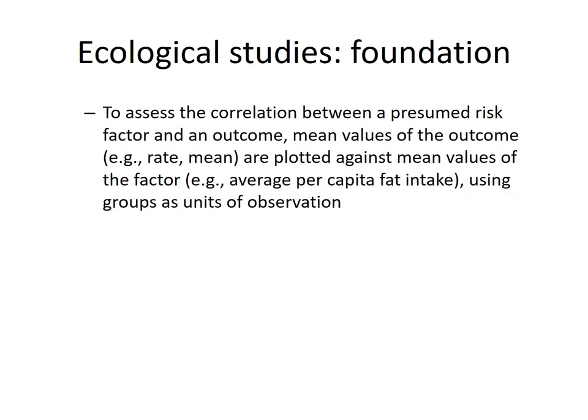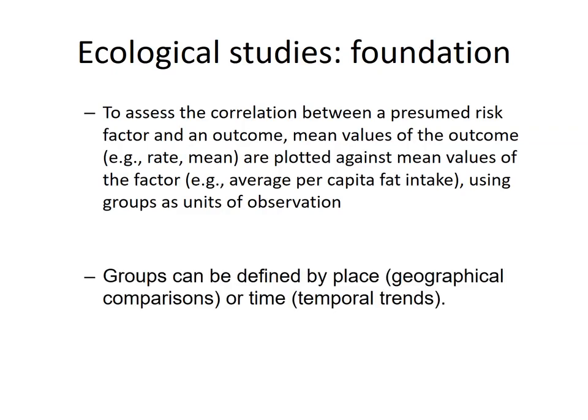Ecological studies foundations. To assess the correlation between a presumed risk factor and an outcome, mean values of the outcome are plotted against mean values of the factor using groups as units of observation. And this is again the major difference of ecological studies. Then groups can be defined by place or time. So we have geographical comparisons and also we can have temporal trends.